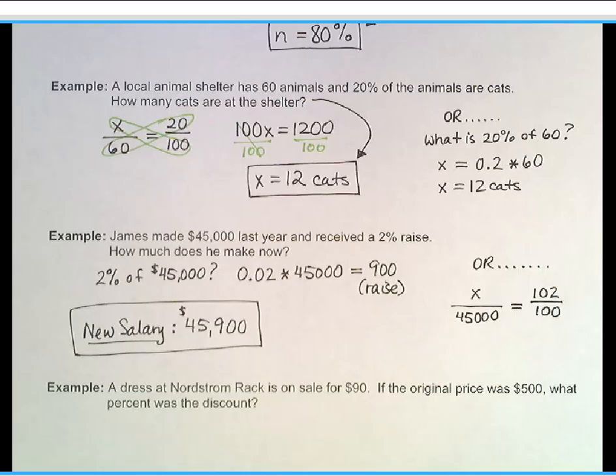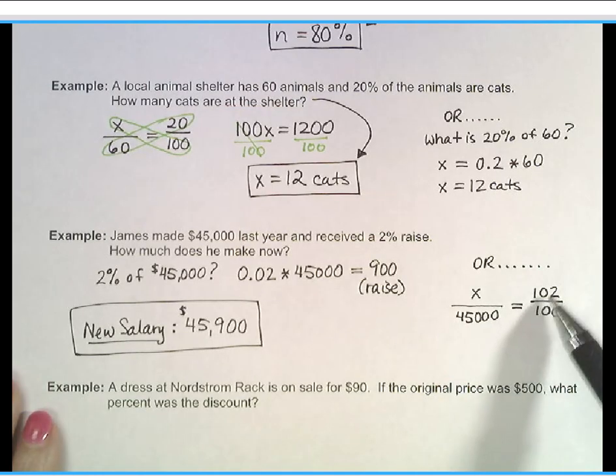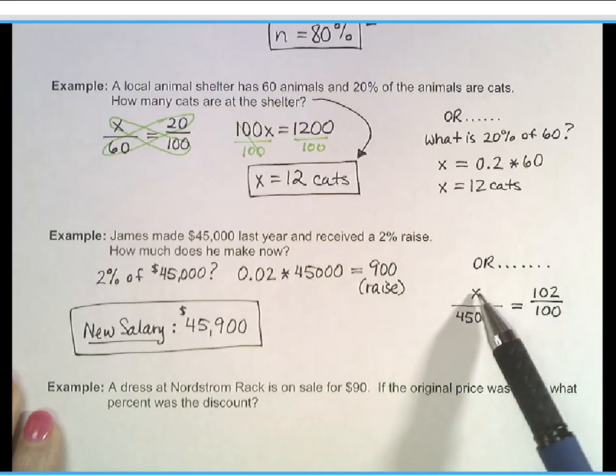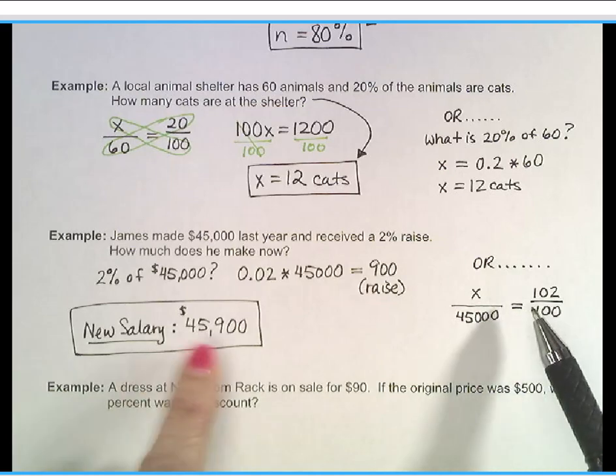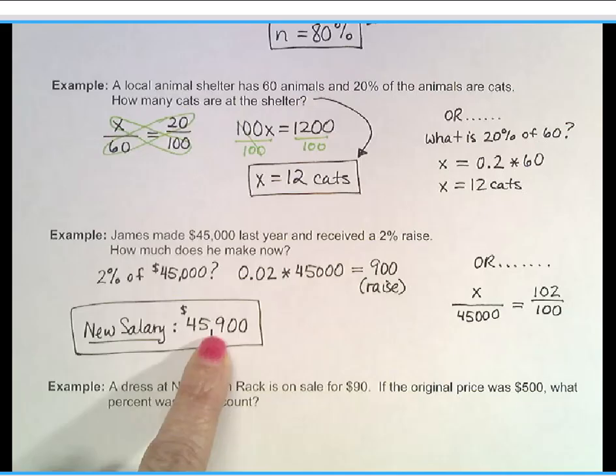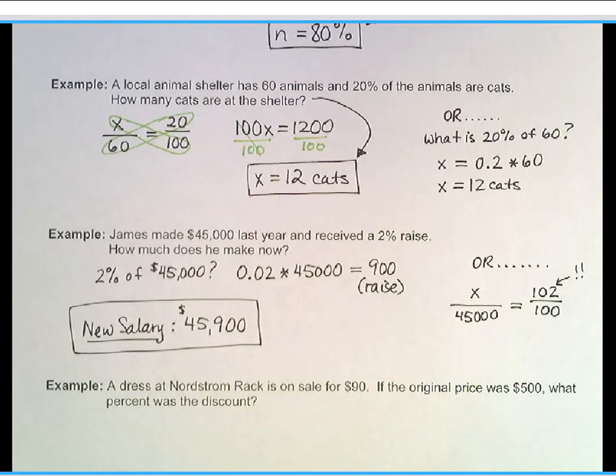Now, how did I get 102? I got 102 because his old salary, 100%, plus a 2% raise means now he's making 102%. So do you see how the 102 is larger than the 100? So this x is going to end up being larger than 45,000. And if you cross multiply and solve, you get 45,900. But the trick is knowing that it's 102% once he gets the raise. So 2 ways to work that problem also.